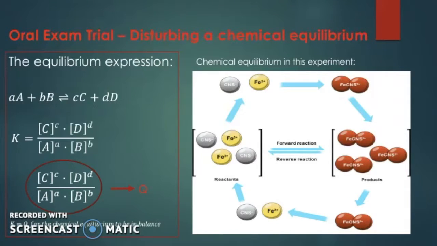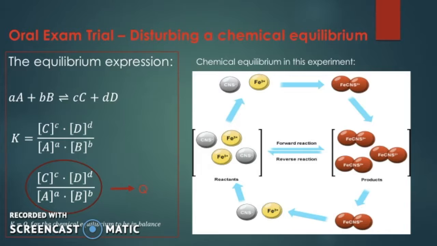So the equilibrium expression can be seen here, and the equilibrium constant K can be found by the equilibrium expression. So it's the concentration of the product divided by the concentration of the reactants. This quotient down here is called the reaction quotient Q. The reaction quotient must result in the equilibrium constant for there to be a balanced chemical equilibrium.